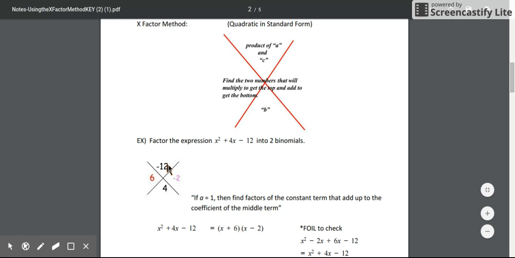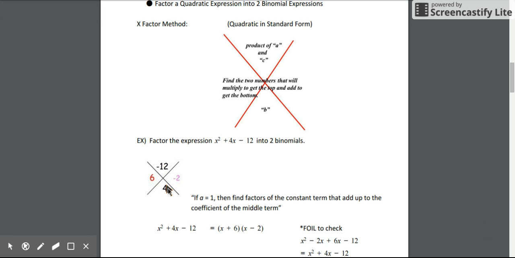And then we're going to ask ourselves, what are factors of negative 12 that add up to 4? Or in other words, what are two numbers that multiply to the number up top that add up to the number on the bottom? Well, 6 and negative 2 multiply to negative 12, and they add up or combine to make positive 4. So we're going to take 6 and negative 2, and those are going to be the numbers that we put into our binomial expressions.